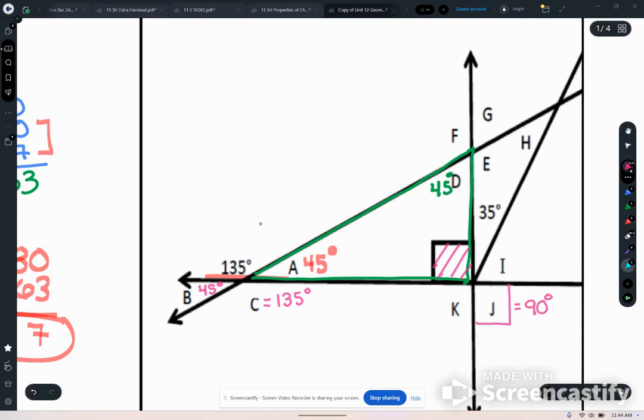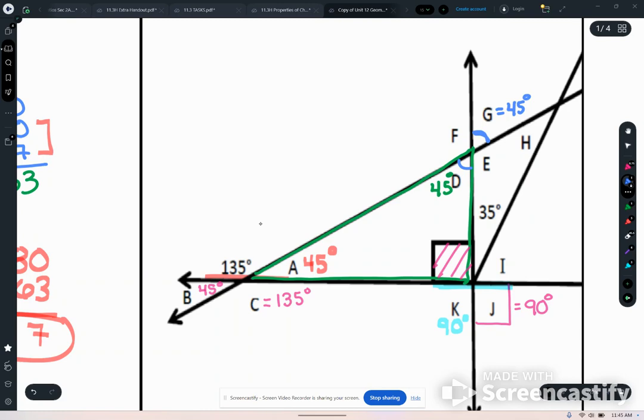And we know that K and J are a linear pair, so if it's 90 on the right, it's going to also be 90 on the left. And we know that angle D is 45 degrees and angle G is its vertical angle. So these two angles have to be equal to each other. So angle G is 45.